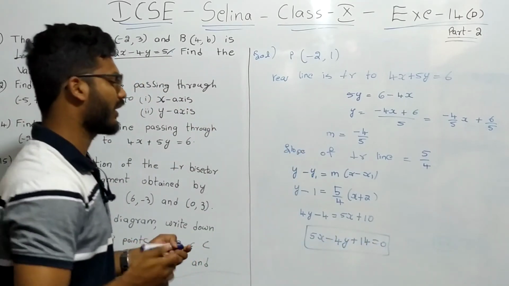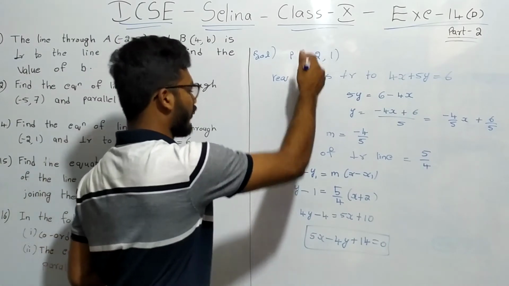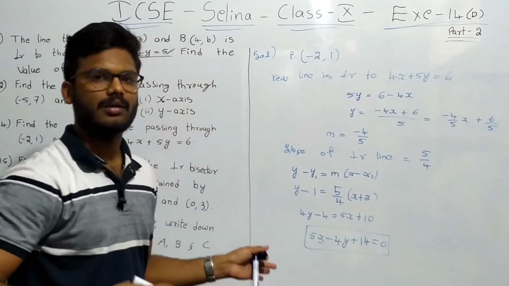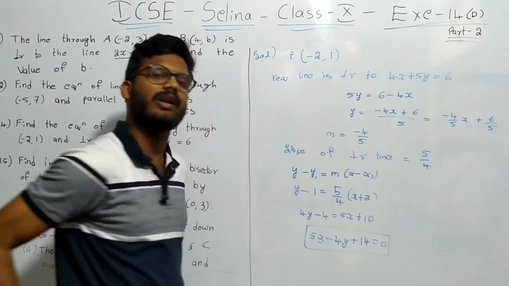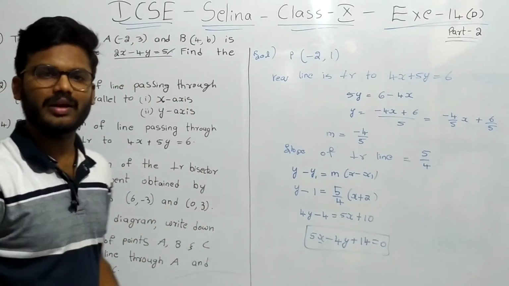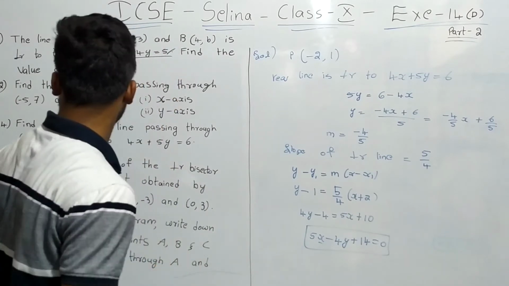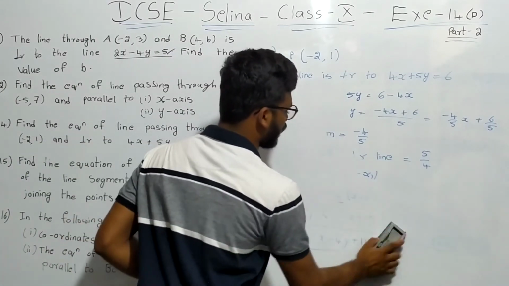Let us check whether it is correct or not. Substitute here 5 into minus 2, how much? Minus 10 plus minus 1 into 4, minus 4, minus 14 plus 14 equal to 0. So this equation is correct. And moving on to the next problem, the 15th one.